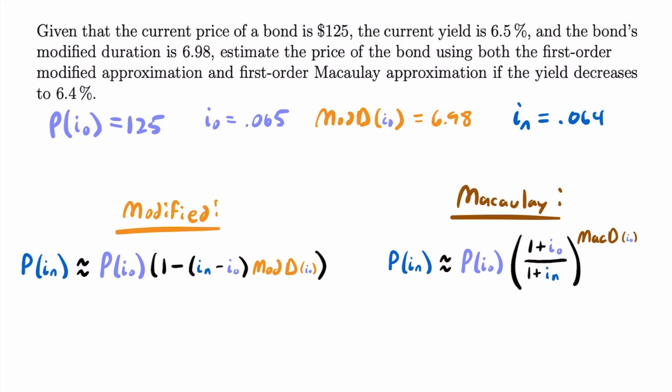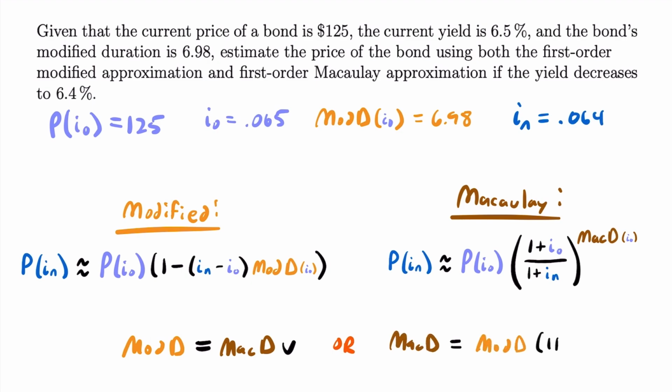Now, do we have everything we need to calculate both of these first order approximations? Well, not quite, right? We still need the Macaulay duration using the original interest rate. And so how could we get that Macaulay duration? Well, remember, modified durations and Macaulay durations are related. You might remember this formula. The modified duration for a set of cash flows is equal to the Macaulay duration times a present value factor to the first power. Or another way that we could write that is that the Macaulay duration is equal to the modified duration times 1 plus I, the interest rate for that particular duration.